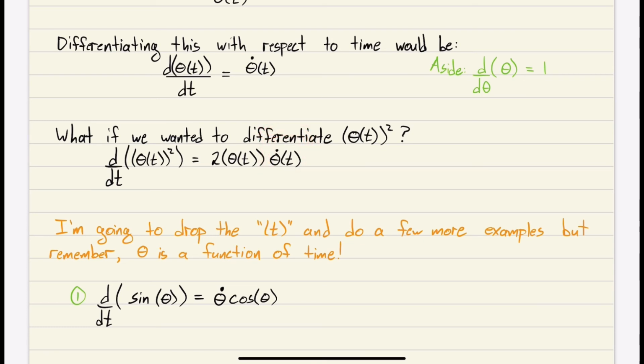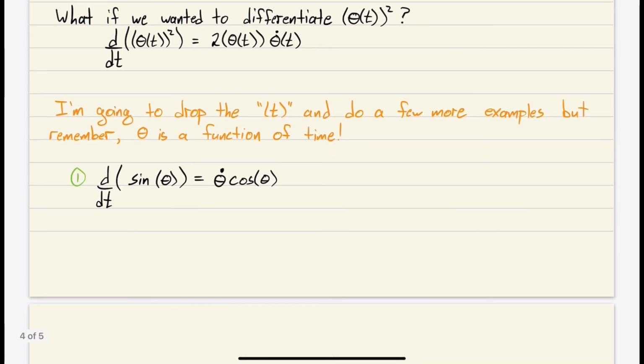Don't forget that. You're going to get the wrong answer, and your dynamics is going to be all over the place, and you're not going to know why, and then I'm going to say because you didn't put the theta dot on the outside. Okay, so don't forget that. I'm going to drop the function of t script for right now and do a few more examples, but just remember that theta is a function of time. I'm just dropping it for clarity.